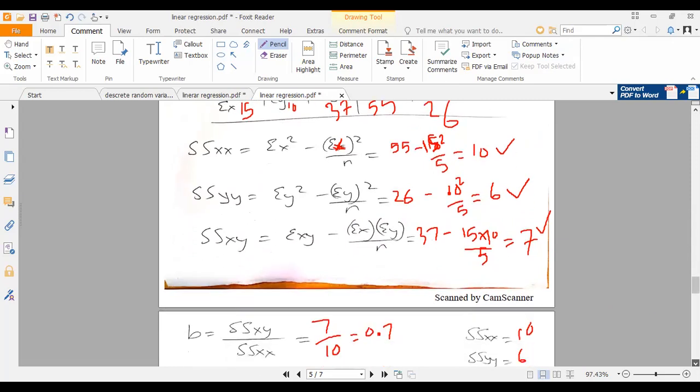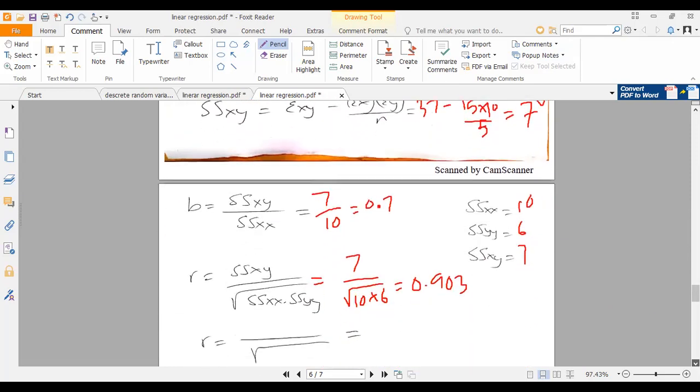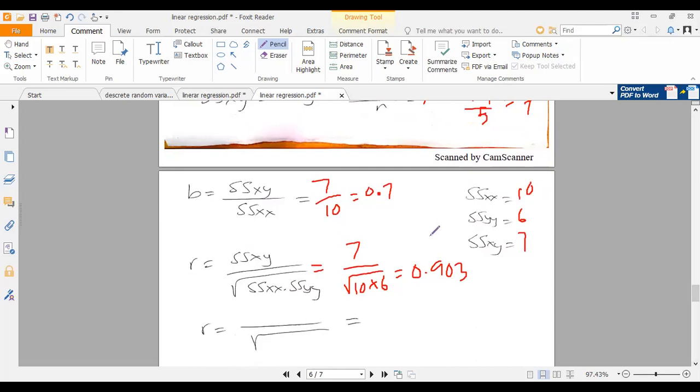So after getting these figures here, it is now easy to calculate the slope and the error, everything else, because these are very key. So our slope is sum of xy over sum of xx. So xy was what? 7. Xx is what? 10. So 7 over 10 is 0.7. So this is how we get the 0.7.